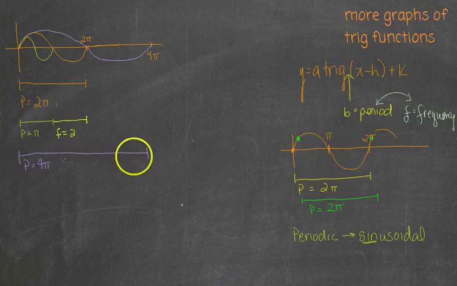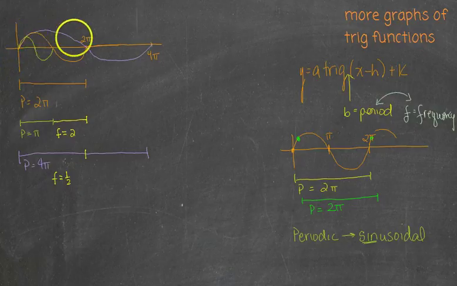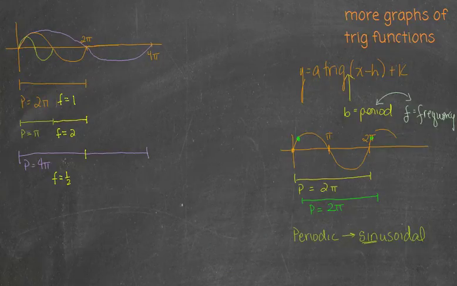For the purple graph, the frequency actually is 1/2, because I'm only able to complete 1/2 of the cycle in the standard 2 pi units. And for our standard graph, clearly I complete 1 full cycle, so the frequency would be 1. So these are nice, pretty integer values, or fractions, actually, that we can work with.